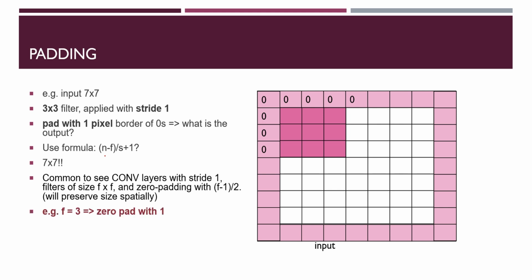So if the filter size is 3 and you pad the image with 1, and if the filter size is 5, you need to zero pad it with 2. If it is 7, then you need to zero pad it with 3, so that the image dimensions remain intact after performing convolutions.